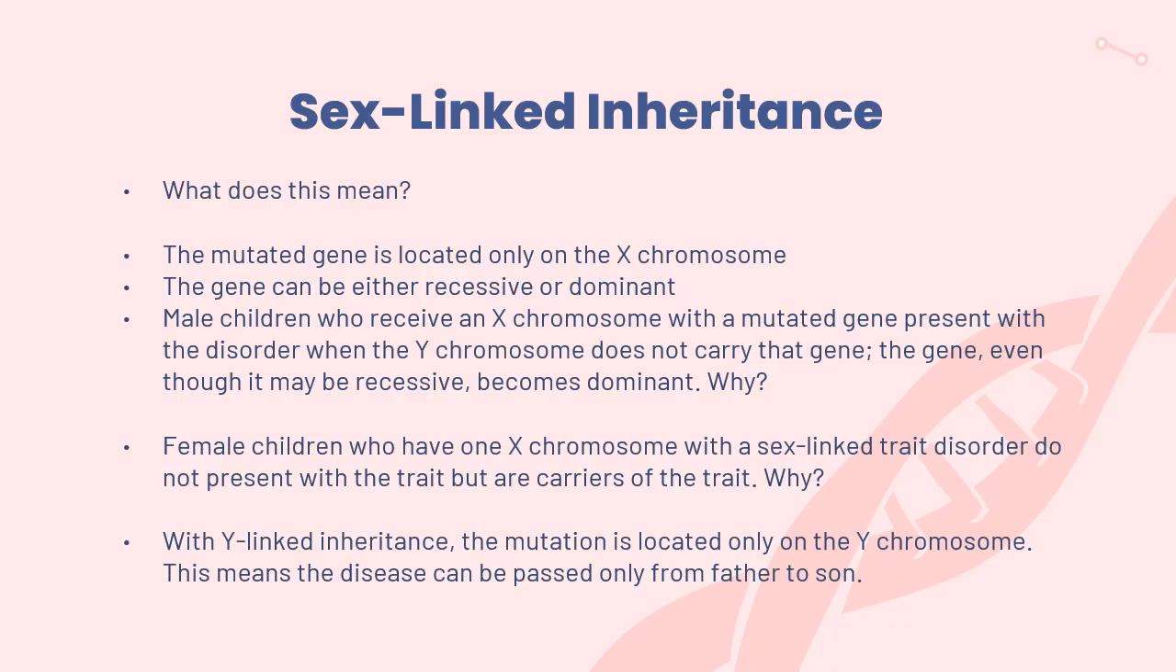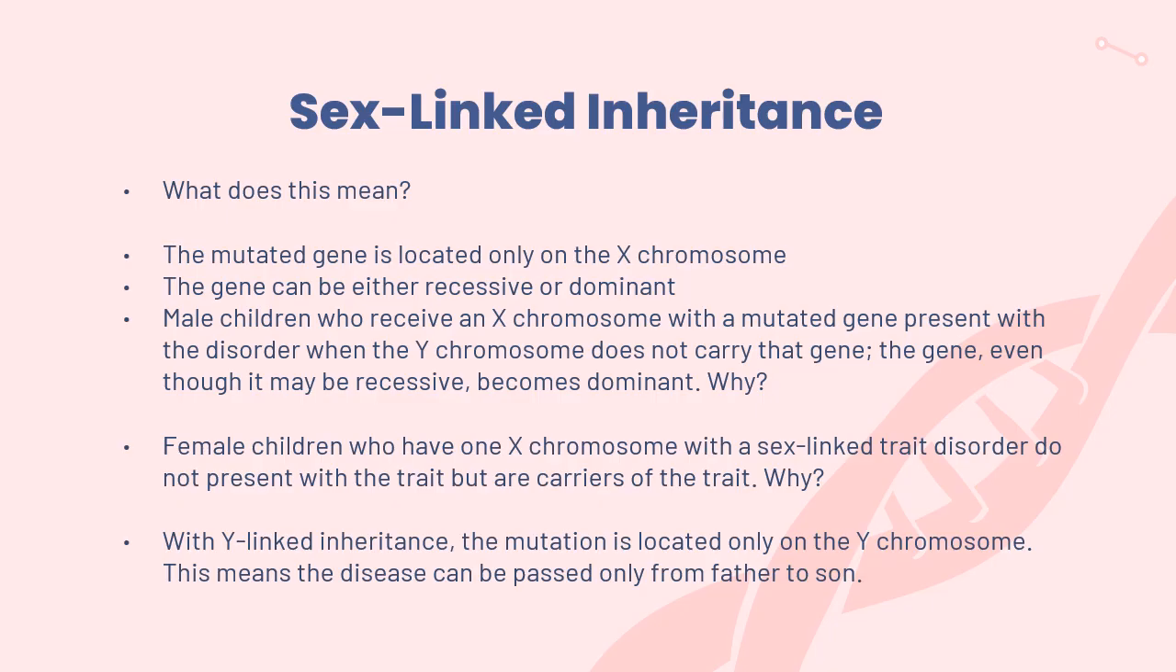All right, sex-linked inheritance. What does this mean? So if it's sex-linked, it has to be connected to either the X or Y chromosome. The mutated gene is located only on the X chromosome, or it can be the Y. The gene can either be recessive or dominant. Male children who receive an X chromosome with a mutated gene present with the disorder when the Y chromosome does not carry that gene. The gene, even though it may be recessive, becomes dominant. Why do you think that is? Well, that's because men only have 1 X chromosome. So if that X chromosome is mutated, they're going to present with it.